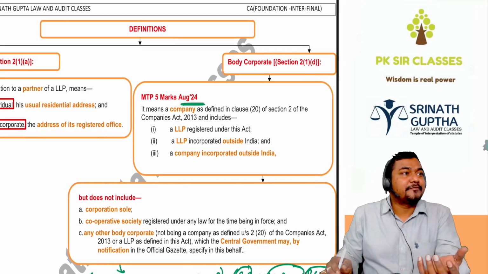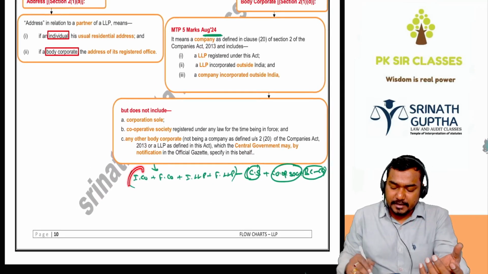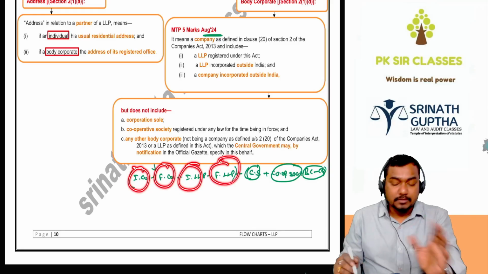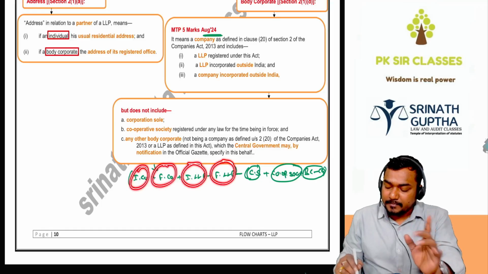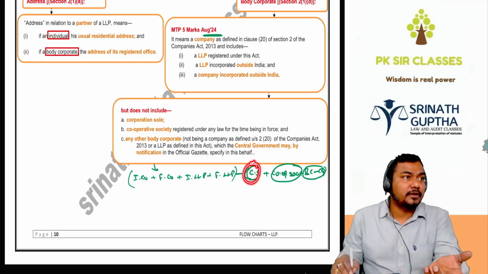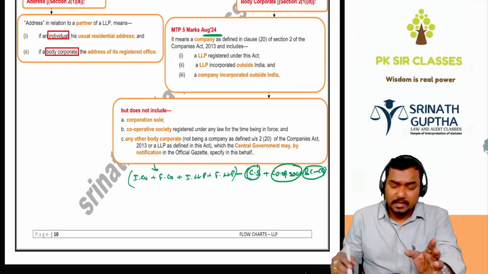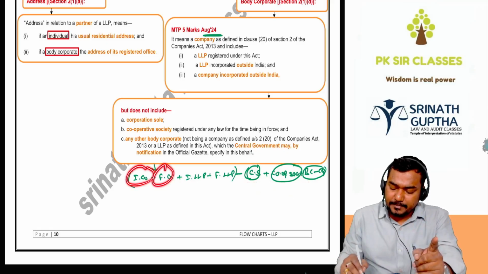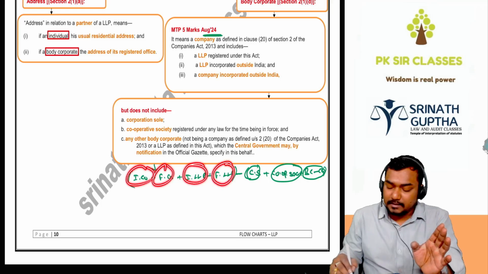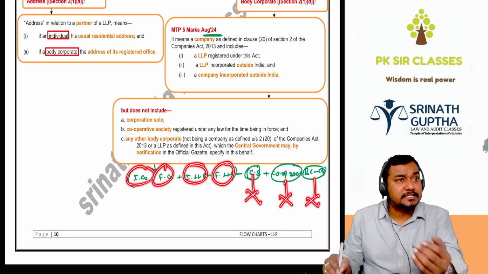Body corporate means artificial person. Simply, body corporate means a company formed in India, foreign company, Indian LLP, foreign LLP only. But it does not include a corporation sole, nor a cooperative society, nor any other body corporate specified by the Central Government specifically.